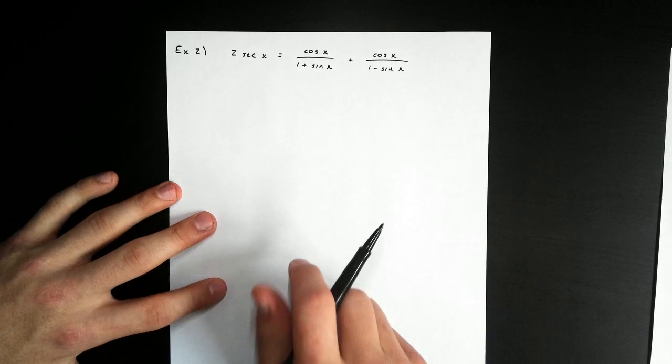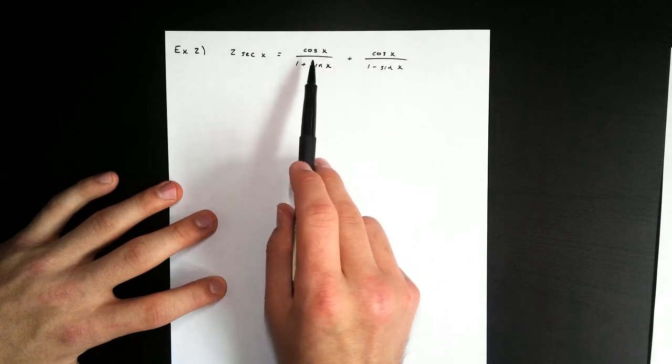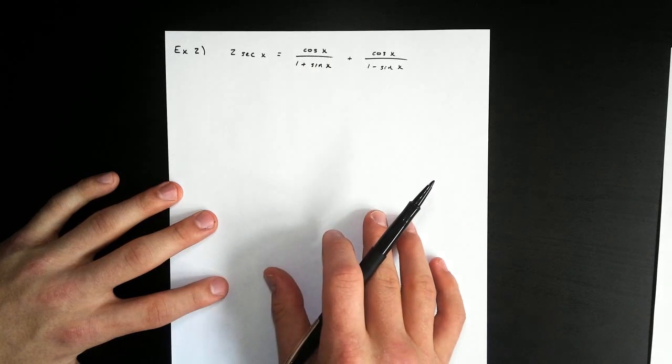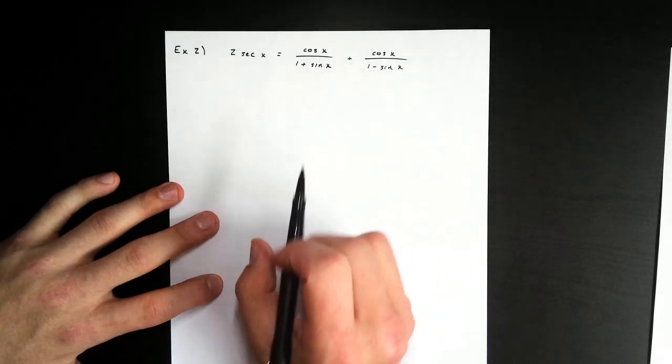So again, a good method: I'm going to start with the more complicated side. So I'm going to start with these two fractions here. These are already in terms of sine and cosine. So the first thing I'm going to do is combine these two fractions together.